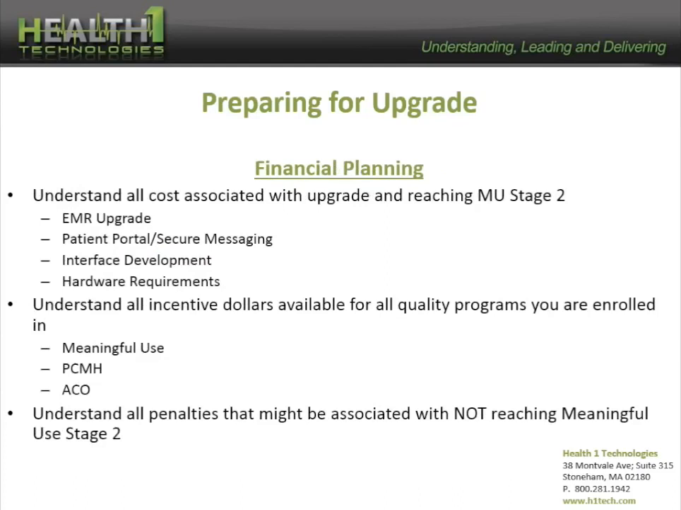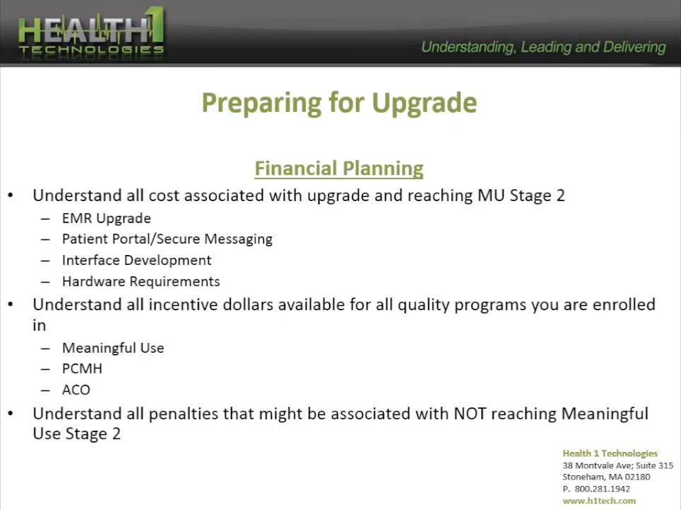The next area that we have been getting a lot of questions on, and I am recommending people do, is to really look at the financial planning for stage 2 and all the components that need to happen. We are considering a couple of things. There's the cost associated with the upgrade and reaching meaningful use stage 2. We know we have to upgrade our software, we have to implement patient portal, we have potential interfaces, there might be hardware requirements. All of those costs are something that we need to understand so that we have a full picture of what that budget looks like.